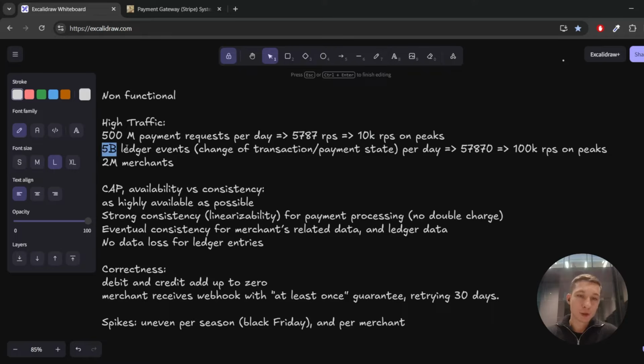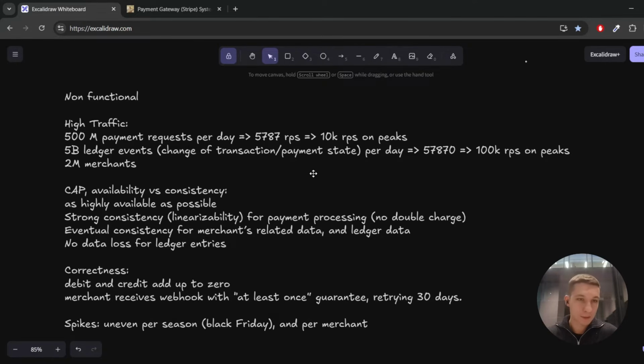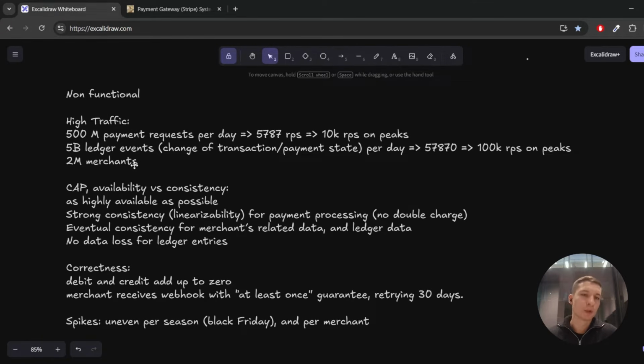Around 5 billion ledger events, which are payment-related events. It means one payment might have like 5 to 10 different events that happen. So it was created, it was authorized, captured, failed, refunded, whatever. It translates to around 100k requests per second on peaks. And we're going to have around 2 million merchants.